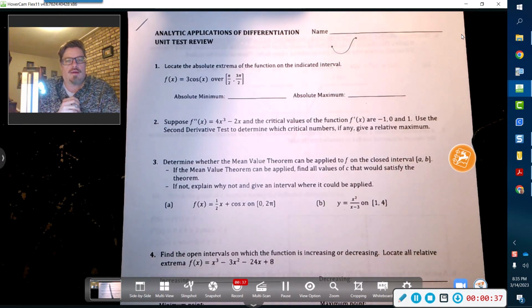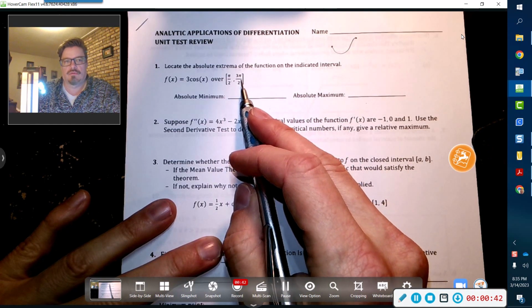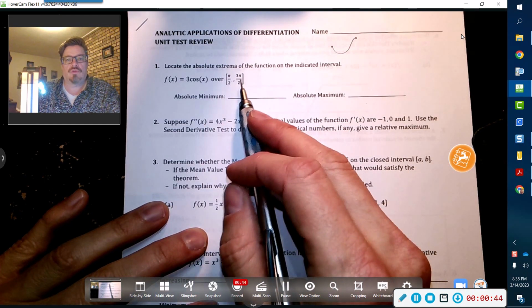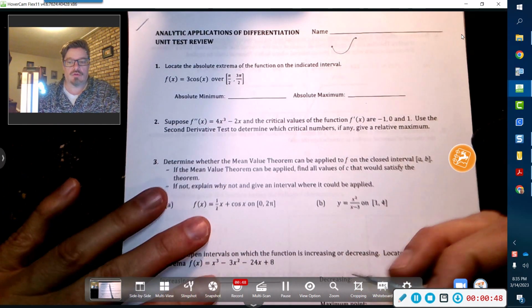Absolute extrema means that you can actually have things happen on the endpoints. So we just have to test those. That was escaping my brain. So that means we will have to test this one and this one. And then we will have to look for anywhere in between where the derivative is 0.